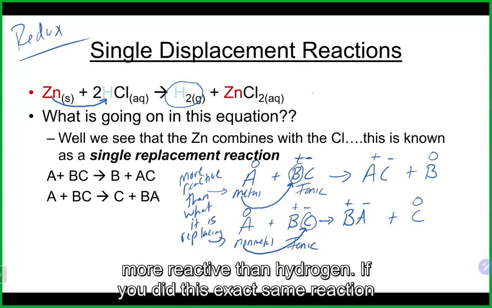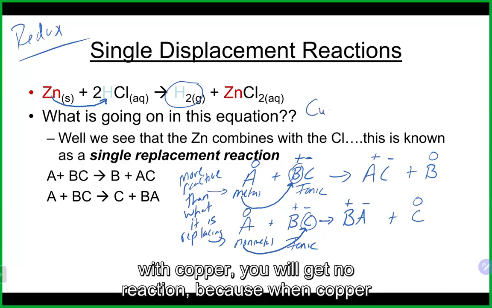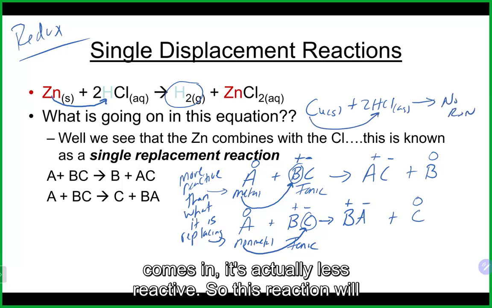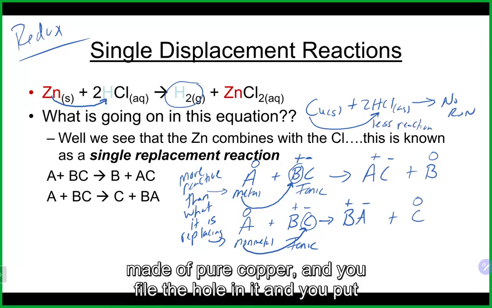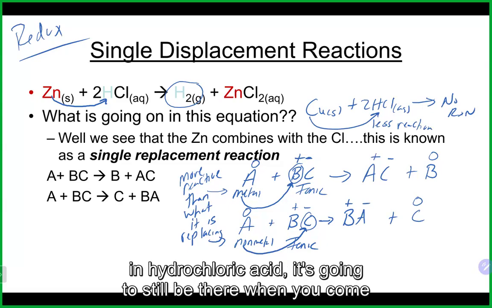If you did this exact same reaction with copper, you will get no reaction because when copper comes in, it's actually less reactive. So this reaction will not take place. For example, if you had an old penny, which is made of pure copper, and you file a hole in it and you put in hydrochloric acid, it's going to still be there when you come back.